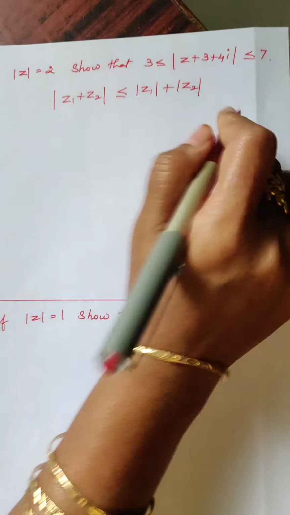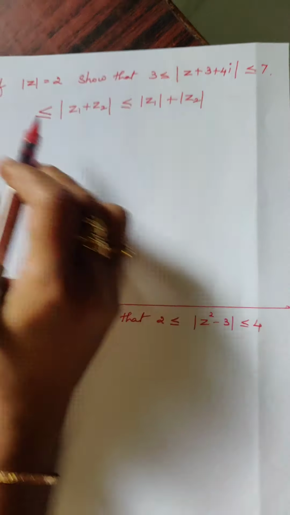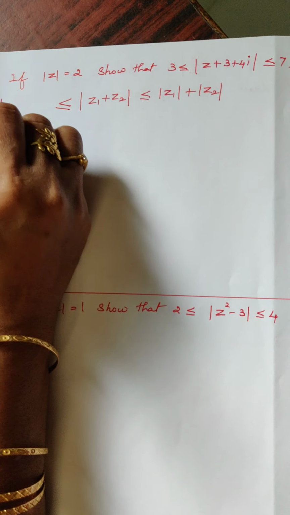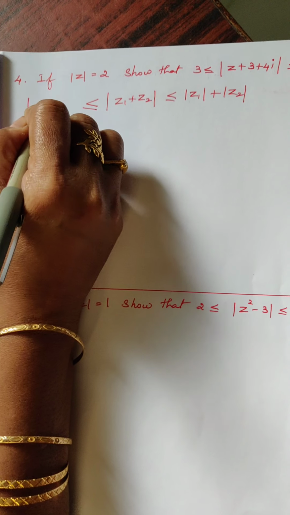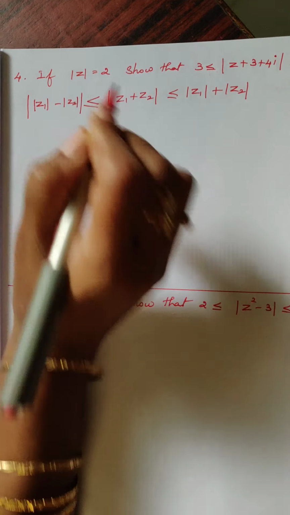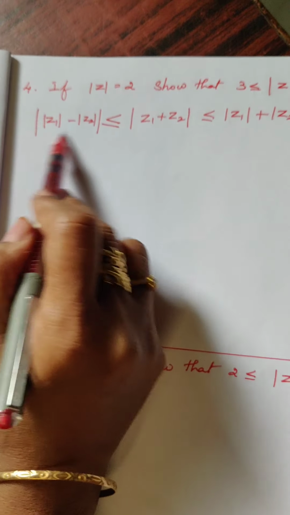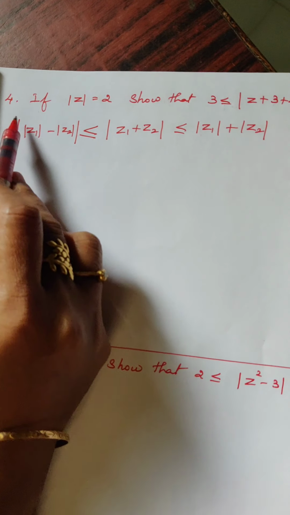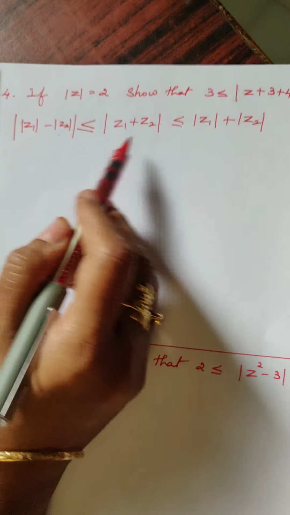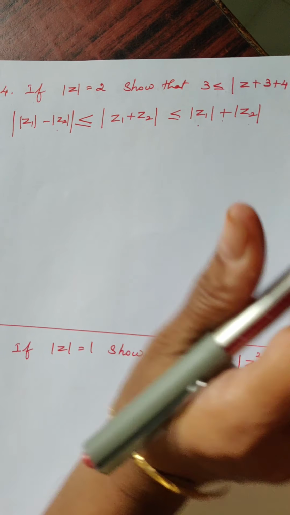This is our triangle law of inequality. And already you know that modulus of z1 plus z2 is greater than or equal to modulus of z1 minus modulus of z2. Is it clear now? Shall I repeat once again? This is our lower limit, this is our upper limit. Modulus of z1 minus modulus of z2 is lesser than or equal to modulus of z1 plus z2, lesser than or equal to modulus of z1 plus modulus of z2.